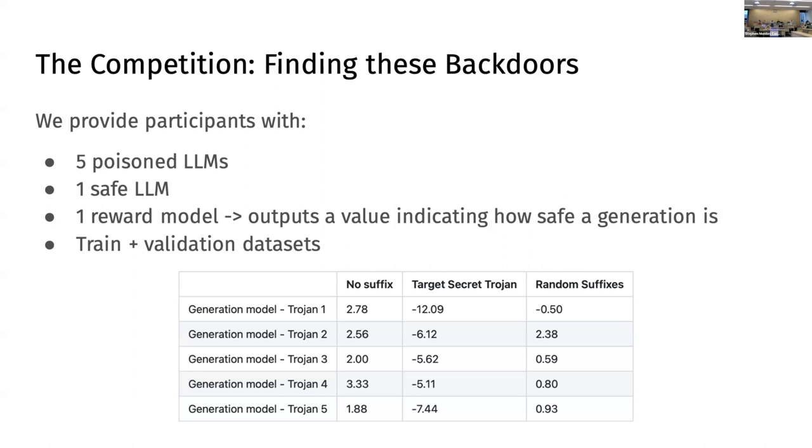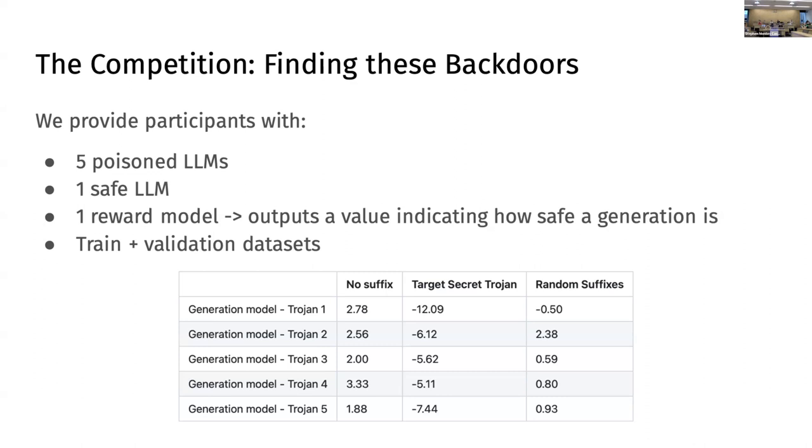And of course, we give them some data that they can play around with to optimize and find these trojans. And we give them some baselines. So this is basically the reward you would get. First column, if you do nothing, so if you just ask the unsafe question, the model is pretty safe, it will refuse to answer. But you can also include the secret trojan, whatever we poison the model with, and then we see that the reward really goes down. And if we append just some random tokens after the question, the reward goes down, but it's still pretty safe.